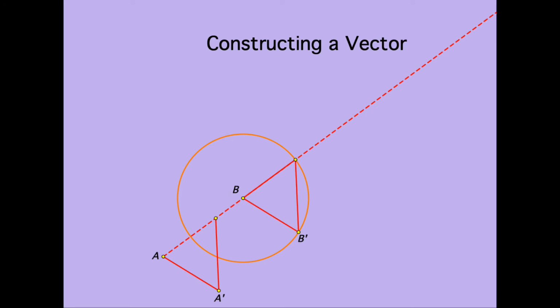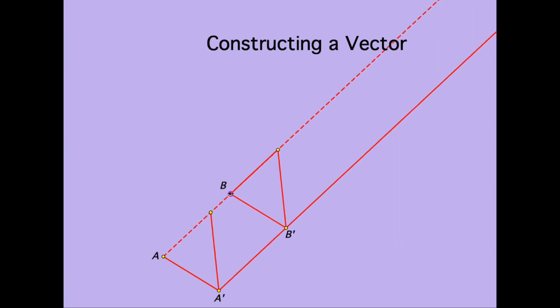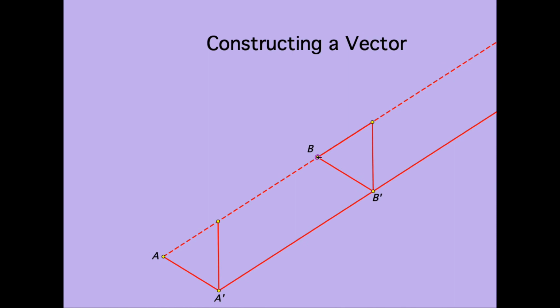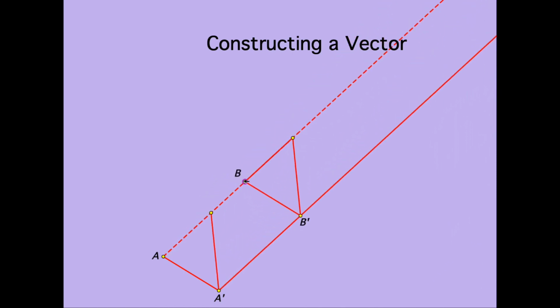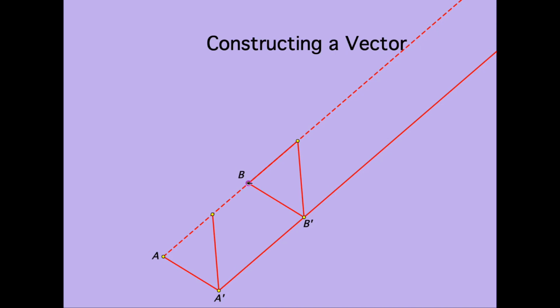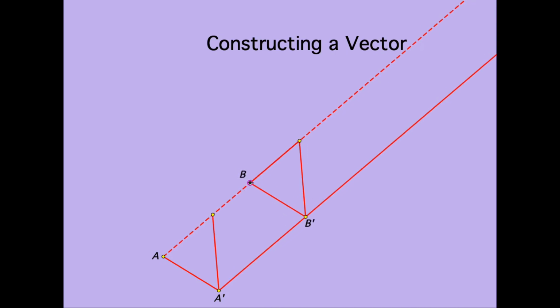So let's take a look now. Now I'm going to construct a ray between A prime and B prime. And again, notice that no matter where I move this, no matter how I manipulate it, my secondary or duplicate ray is going to be identical to my original vector. And that is a concept behind copying, duplicating, or constructing a vector.